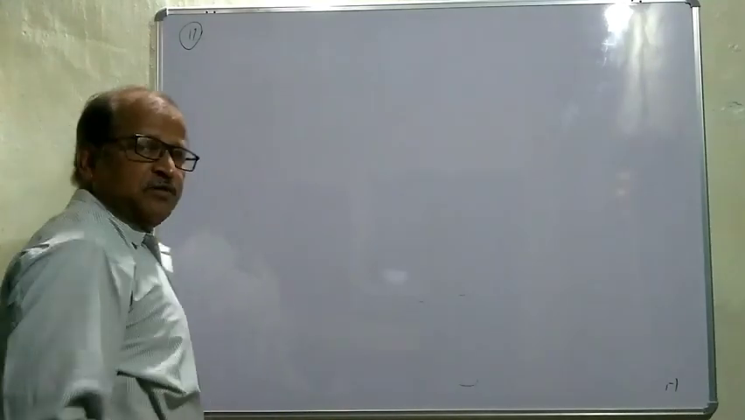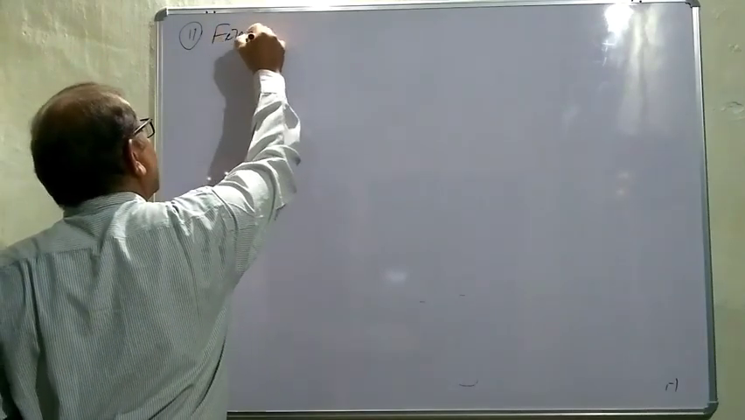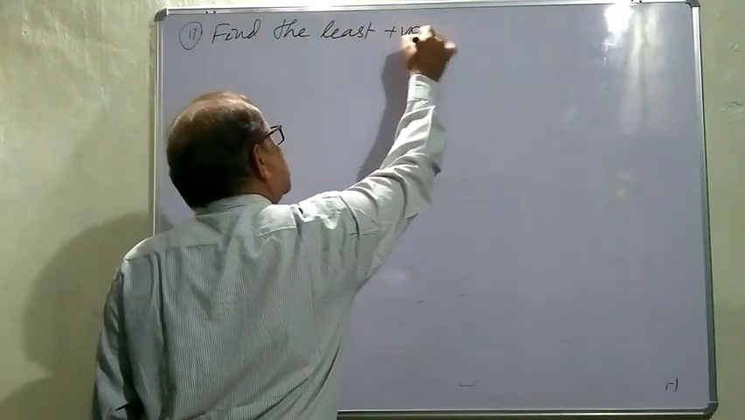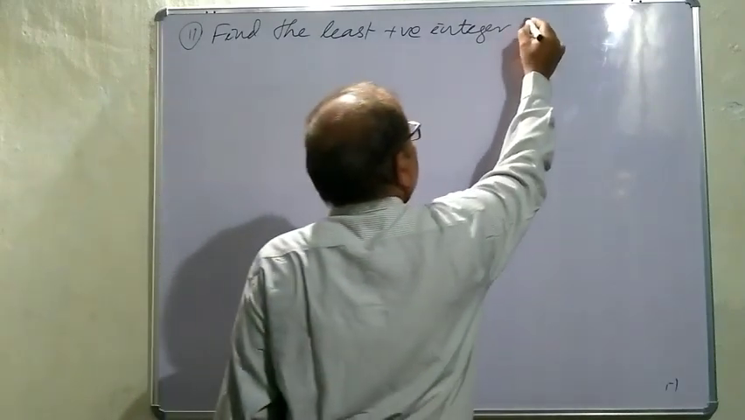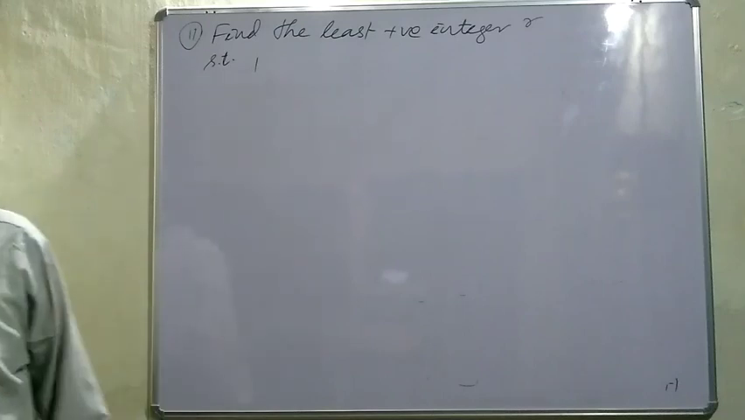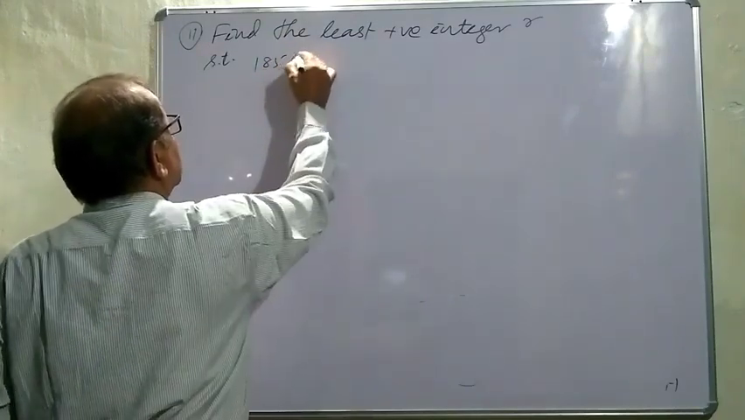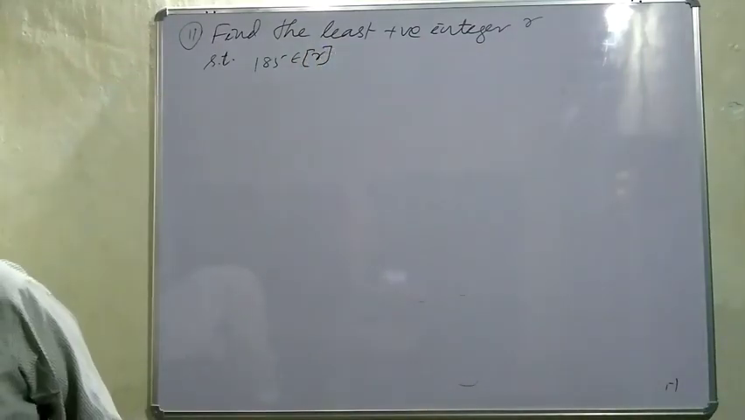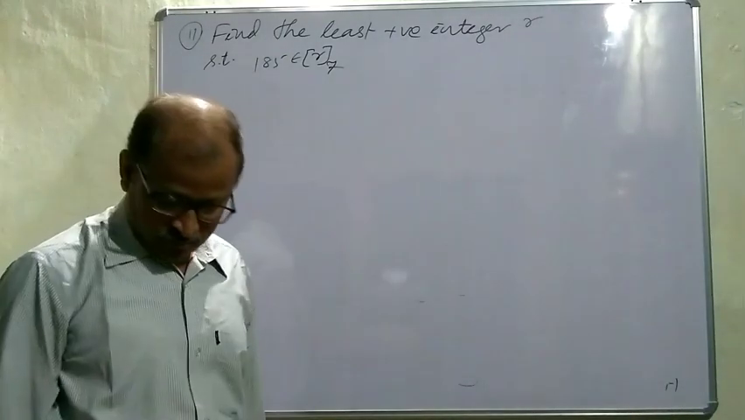Suppose there is a question number 11 from Elements of Mathematics: find the least positive integer r such that 185 belongs to the equivalence class of r under congruence modulo 7. Congruence modulo 7.